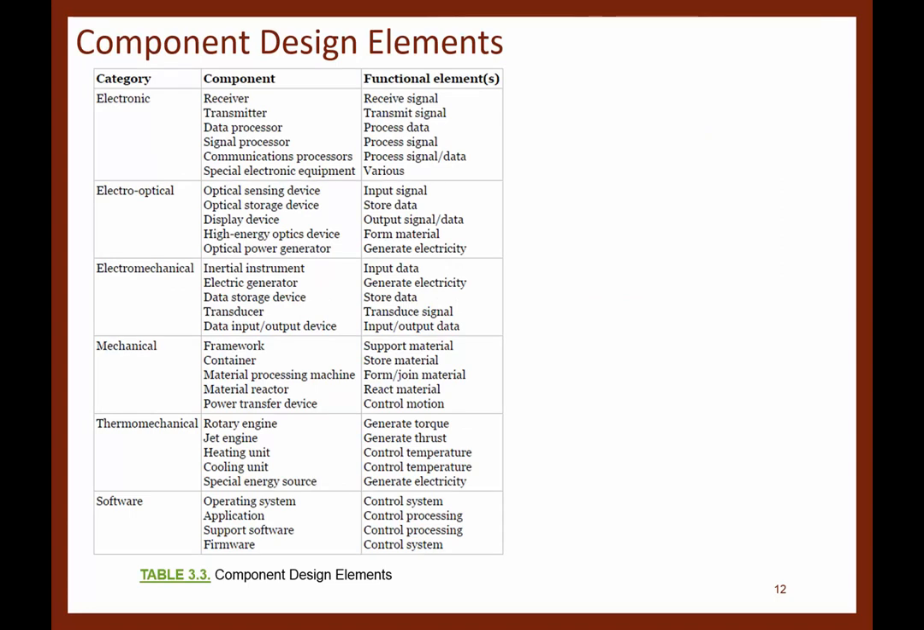Okay, so these are component design elements. So here are the categories: electronic, electro-optical, electromechanical, mechanical, thermomechanical, and software. And within each category, we have components. So for example, if you look at the mechanical, we have the framework, container, material processing machine, material reactor, and power transfer device. And then here are the functional elements, as we discussed previously, right? So we have, for example, for mechanical framework, the function is to support material. So let me show you how that is linked.